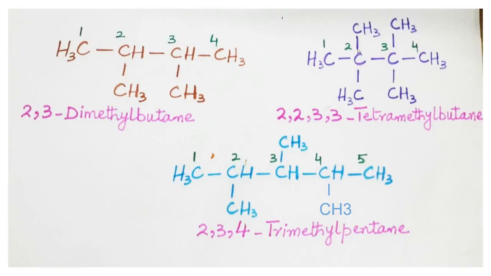Similarly here, there are 4 identical groups, 2 on the second carbon and 2 on the third carbon. So this is 2,2,3,3-tetramethylbutane. Why? Because there are 4 methyl groups, tetramethylbutane.